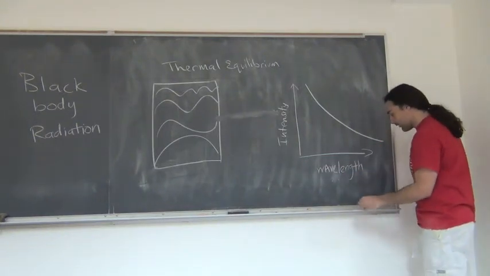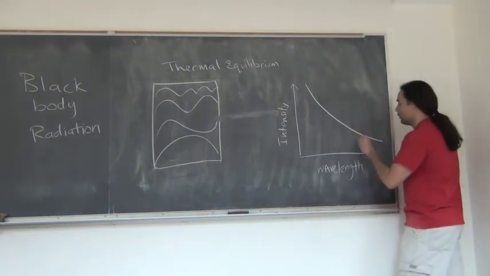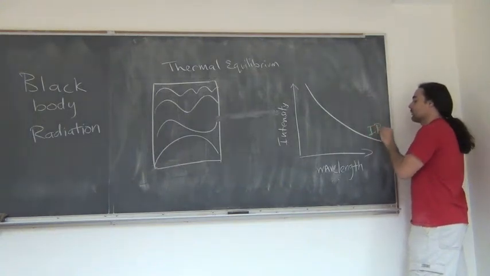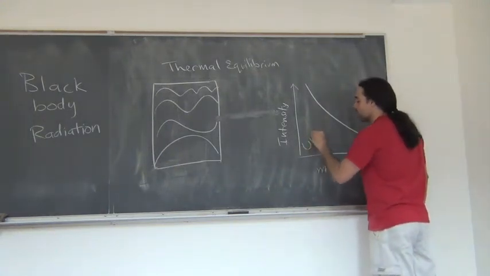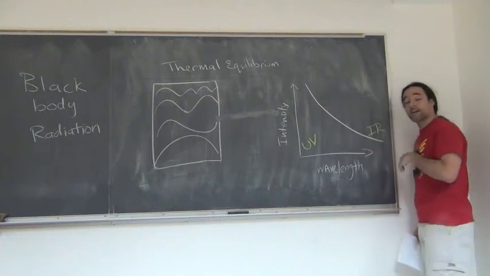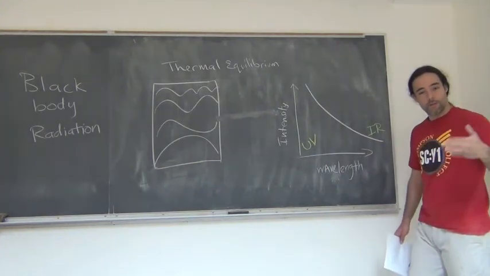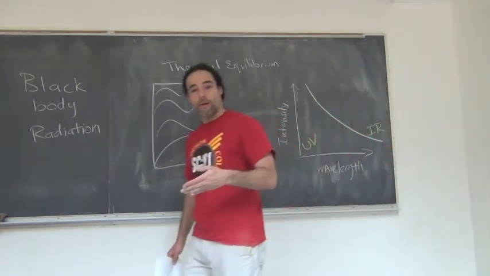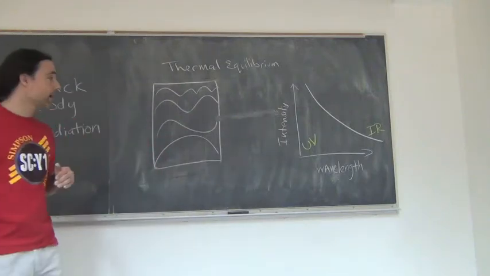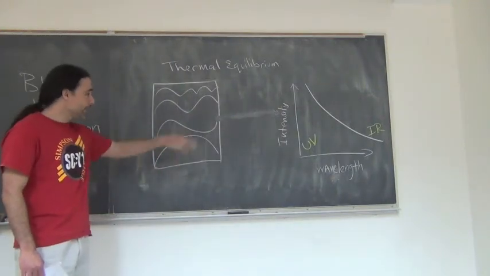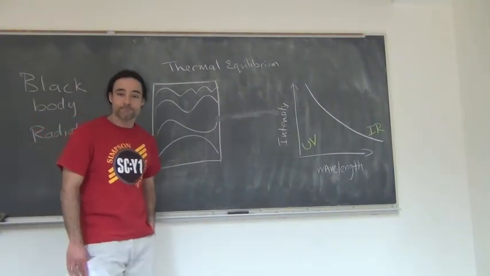So somewhere out over here, we have the infrared wavelengths. Somewhere over here, we have the ultraviolet wavelengths. Large wavelength is more on the infrared scale. Small wavelength gives you more into the UV and gamma ray scale. And we get a plot that looks like this.